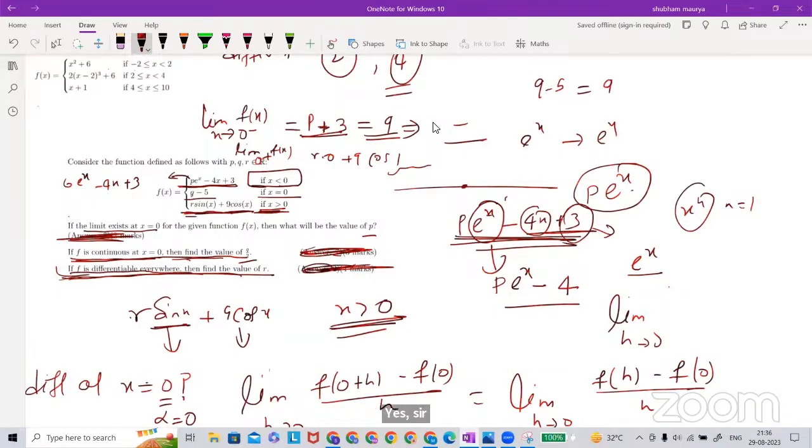Can you explain the other things? Sir, p is equal to 6. What about the others, sir? How did we find the value at x equal to 0? The value of the function here is this one, no? What is this? Q minus 5. So the value of the function is q minus 5. And what is the limit we got?